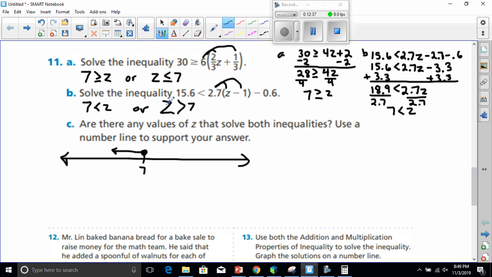But on B it says that z is actually greater than 7. And in this case, I wouldn't put a dot, I would put a circle, and then put all the numbers that are bigger than 7. So as you can see, when it asks, are there any values of z that satisfy both inequalities, my answer would have to be no, because B doesn't include 7. It includes all the numbers bigger than 7. And A includes 7 and all the things smaller, but it doesn't include anything bigger than 7. So my answer would be no. Okay, and my number line supported it.